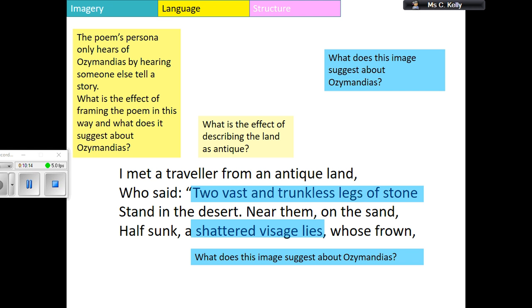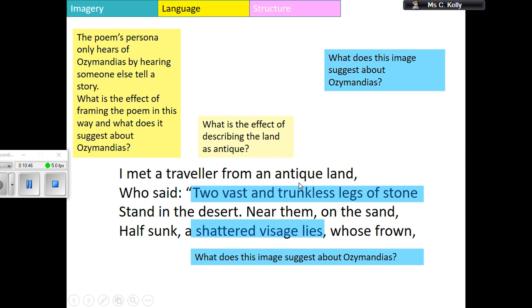So we have got 4 questions on this slide. I've highlighted the bits we're going to look at. I'll read through the questions, explain them to you, and then we're going to pause the video and you're going to answer them before you move on to my answers. So the poem's persona only hears of Ozymandias by hearing someone else tell a story. What is the effect of framing the poem in this way, and what does it suggest about Ozymandias? So why does he tell it as like a secondhand story, basically?